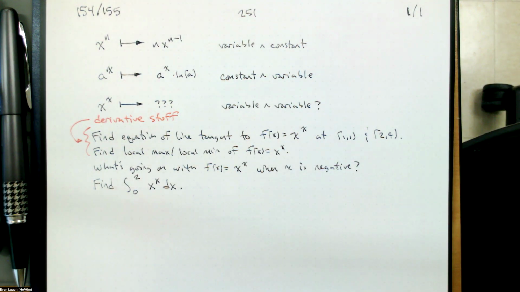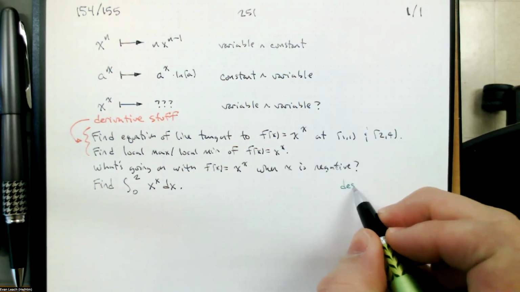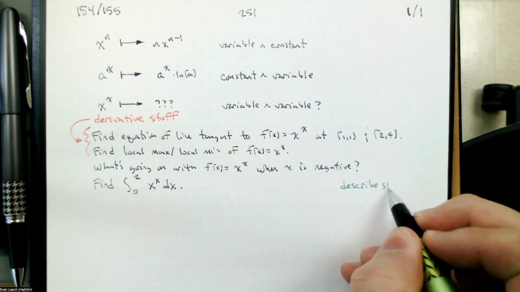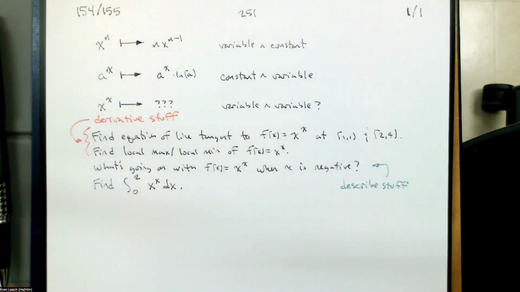The second question, or third question, I guess: what's going on with f of x equals x to the x when x is negative? This is more of a describe stuff type of question. That's one of the other things that we do in math. We spend a lot of time describing stuff. And then the third question, like none of these are actual questions. Only one of these is an actual question. Semantics. The third part: find the definite integral from 0 to 2 of x to the x dx.